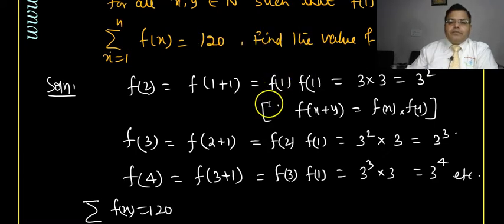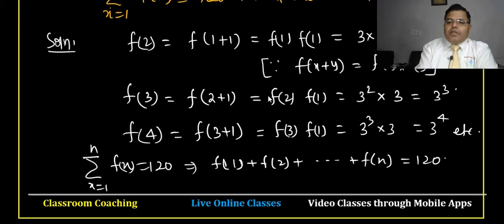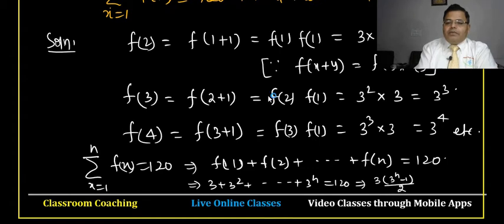Now the sum from 1 to n of f(x) is 120, which is nothing else but the sum of n terms of a series: f1 plus f2 plus f3 up to f of n, that is 120. So that will be 3 plus 3 square plus 3 cube, up to 3 to the power n, isn't it? And that is 120. So here it will be 3 into (3 to the power n minus 1) upon (3 minus 1) is equal to 120. So 3 to the power n minus 1 is 80, so 3 to the power n is 81. So n is equal to 4. And that will be the answer of this question.